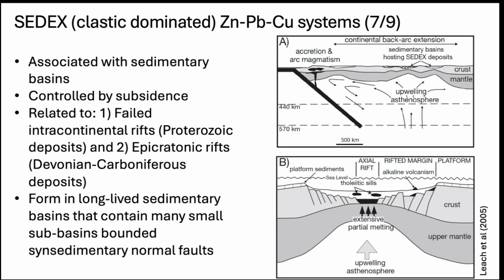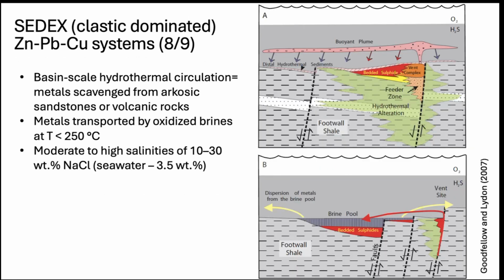And so they're commonly bounded by faults, and that's probably localizing the fluids as well. And so we can have what are called vent complex SEDEX deposits. So we have a feeder zone, where the sulfides are more massive, or we have bedded sulfides where things are a lot more laminated. And if they do vent at the seafloor, it's possible that the very long extents of the bedded sulfides is related to this exhalation on the seafloor.